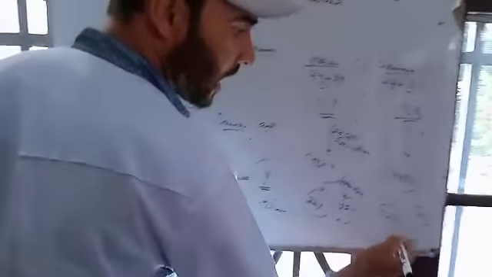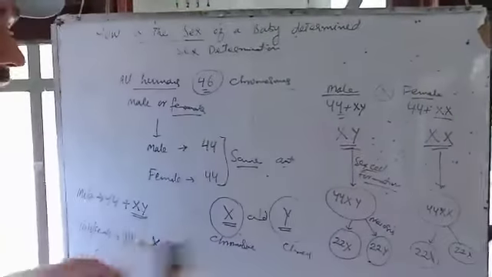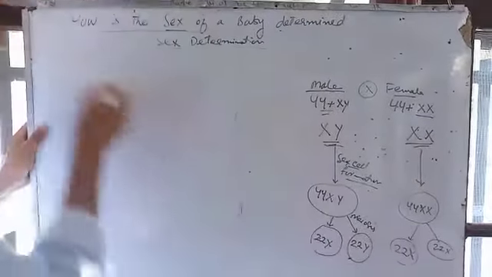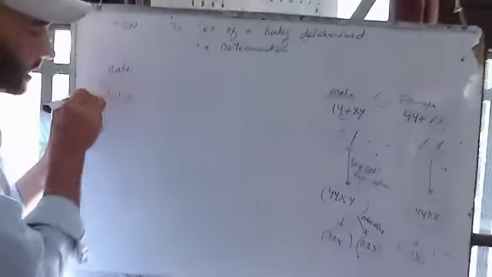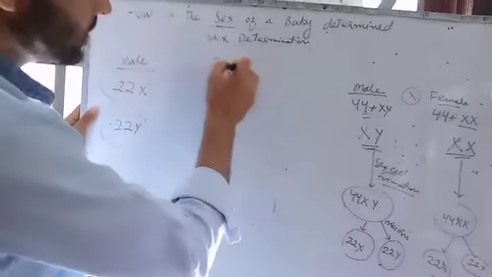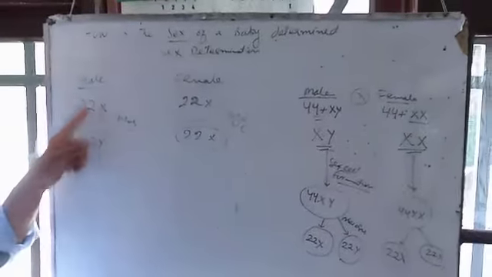That means, for example, I show you just to make you understand how the sex of the baby is determined. Now, what happens here? It is the male. Male produces sex cells. That means 22 X, one sex cell, and 22 Y, another sex cell. And female produces 22 X and 22 X. That means same cells. These are known as eggs. These are known as sperms. That means male produces two types of sperms, 22X and 22Y.